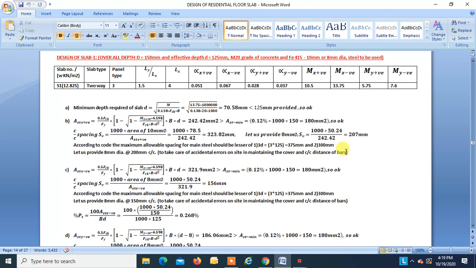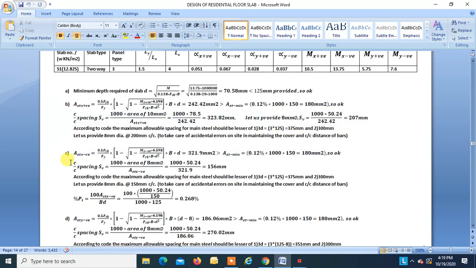We round off this value because we have to take care of accidental errors on site in maintaining the cover and the center to center distance of bars, right? So now let us find Astx negative. You know the moment, okay? Then steel is found to be 321.9 mm square, greater than Ast minimum. So okay, the spacing required is found to be 156. This should be less than lesser of 3 into d, that is 375, and 300. So this is less than 300. So okay, let us provide 8 mm dia at 150 mm center to center.